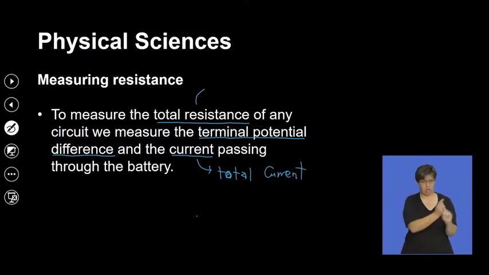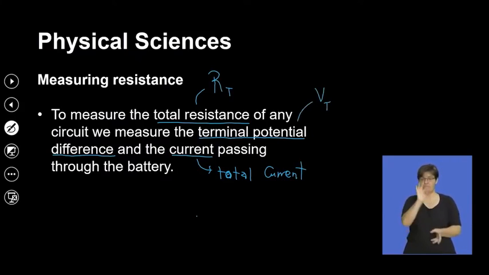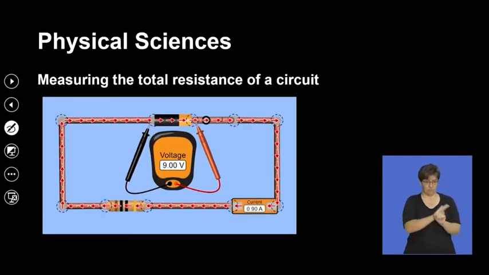That's the total current in the circuit, because all the current will pass through the battery. So this is total resistance. We would abbreviate it as R subscript T. Okay, so if we have the terminal potential difference, which is the total voltage again, we have also the total current, we are able to determine how much total resistance we have in a given circuit. Right, now let's use a simulation to look into how exactly we measure terminal potential difference as well as the total current in a simple circuit.